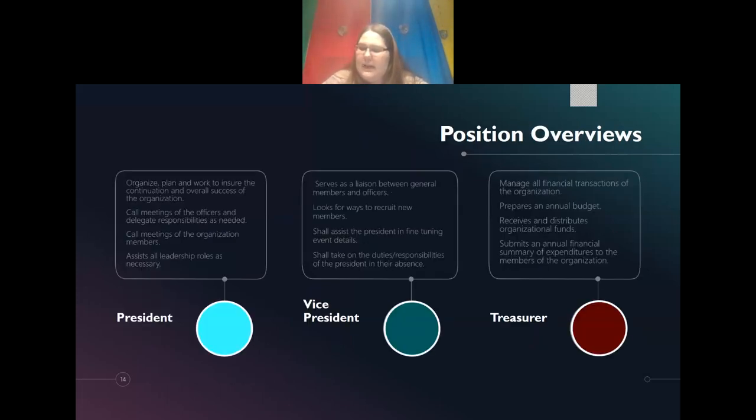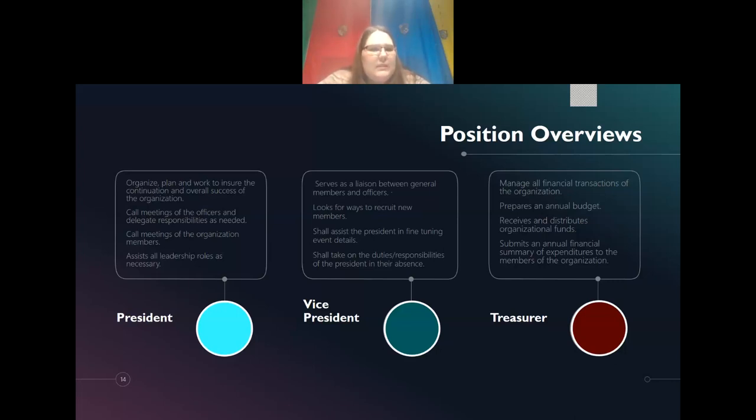So now let's look at the different position types and brief descriptions. For president, typically what you see for someone in this position would be to organize, plan, and work to ensure the continuation and overall success of the organization. They can call meetings of the officers and delegate responsibilities as needed, call meetings of the organization members, and assist all leadership roles as necessary.